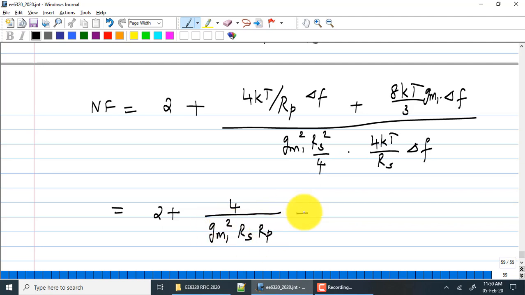This is correct. I think this is correct. Please tell me if I've made an error. 4 by 3, sorry. Of course.